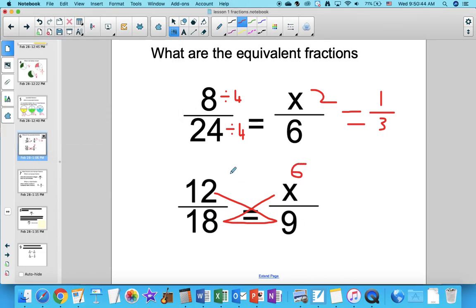Right? And again, I can check my answer. What can I divide 12 and 18 by? Well, I can divide 18 by 2. I can divide 12 by 2. 12 divided by 2 is 6. 18 divided by 2 is 9. 6 over 9 is equivalent. And I can go even further. I can divide 6 by 3, which would give me 2. I can divide 9 by 3, which would give me 3.